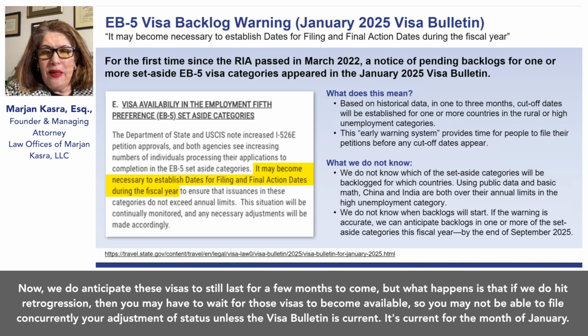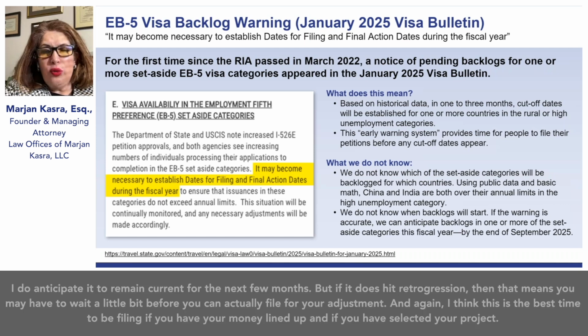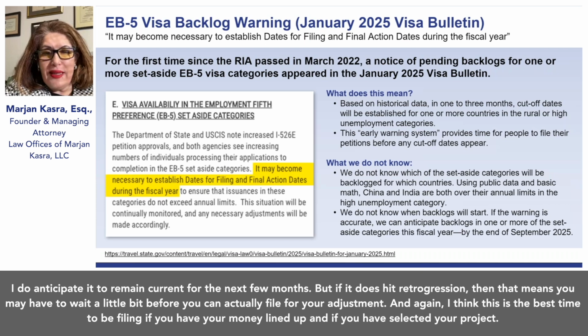Now, we do anticipate these visas to still last for a few months to come. But what happens is that if we do hit retrogression, then you may have to wait for those visas to become available. So you may not be able to file concurrently your adjustment of status unless the visa bulletin is current. It's current for the month of January. I do anticipate it to remain current for the next few months. But if it does hit retrogression, then that means you may have to wait a little bit before you can actually file for your adjustment. And again, I think this is the best time to be filing if you have your money lined up and if you have selected your project.